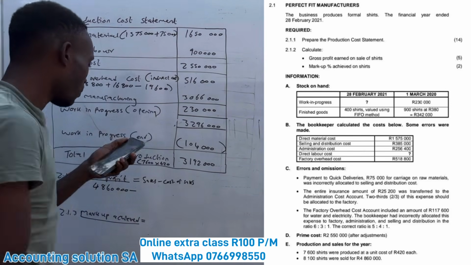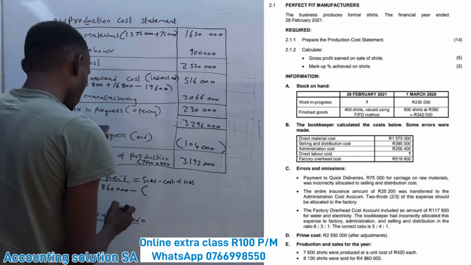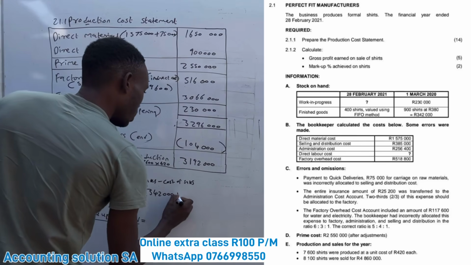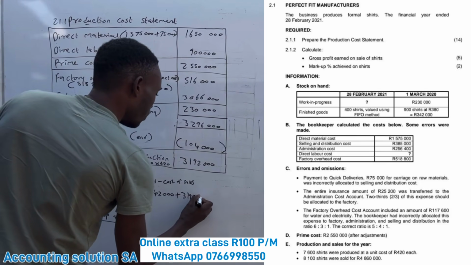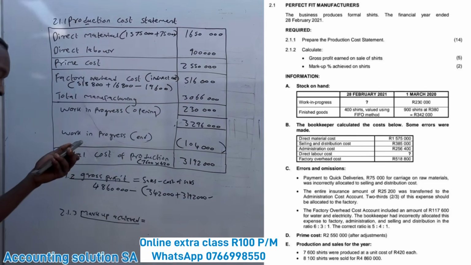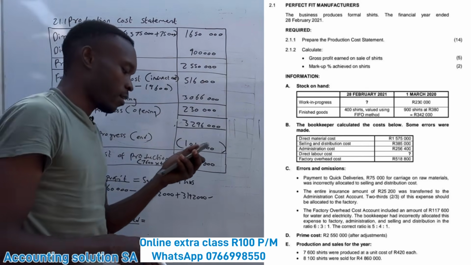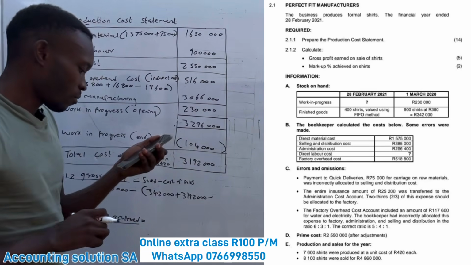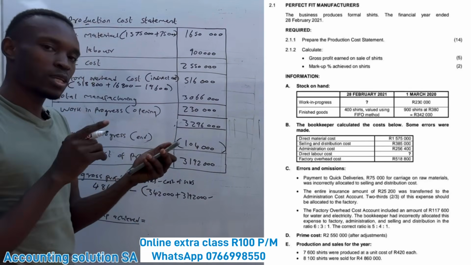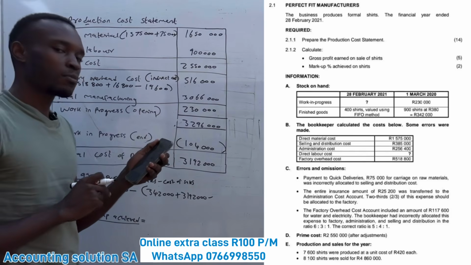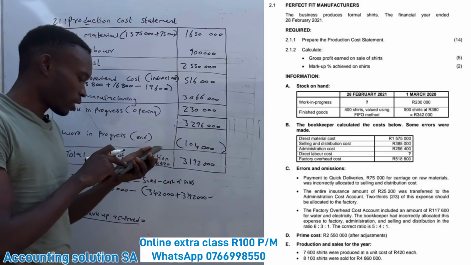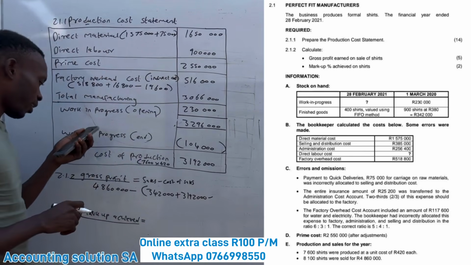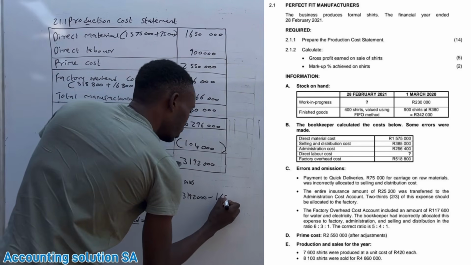Opening of finished goods is 342,000 plus 3,192,000, and we subtract closing. Closing, guys, they give us 400 shirts. You just say 400 shirts multiplied by 420. 420, we got it under number E because they said it's 420 each. We just multiply by the number of shirts, 400, then we're gonna get an amount of 168,000.